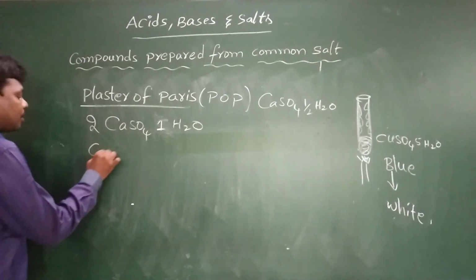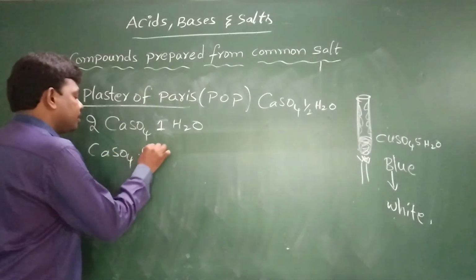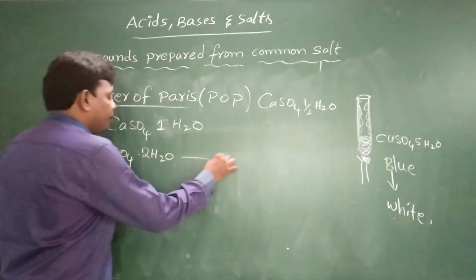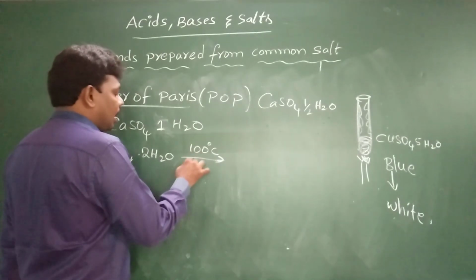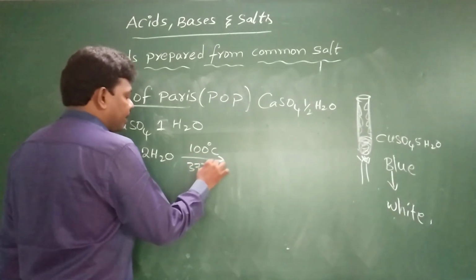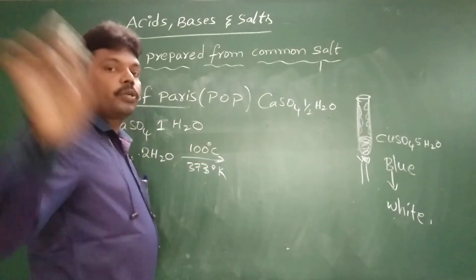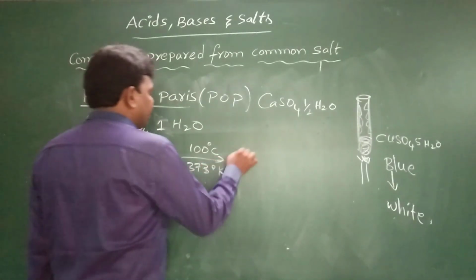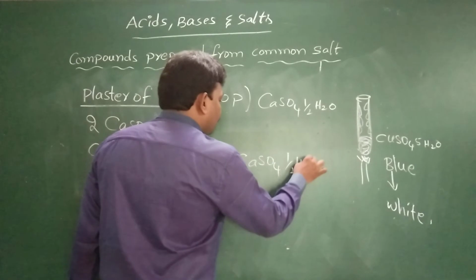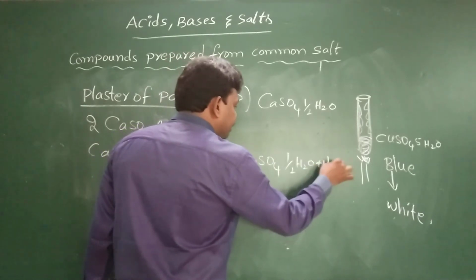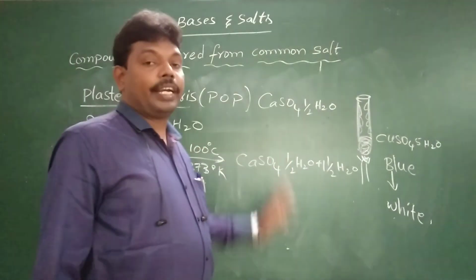Now, how to prepare the plaster of Paris? First take the gypsum. The gypsum formula we already studied: calcium sulfate 2H2O. When you heat this at 100 degrees Celsius, or 373 Kelvin, one and a half water molecules evaporate and it gives CaSO4 half H2O. Now we will get calcium sulfate hemihydrate.